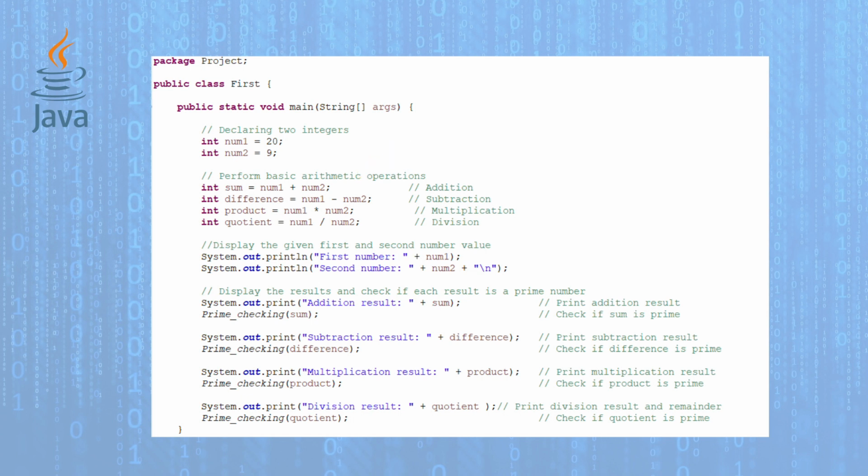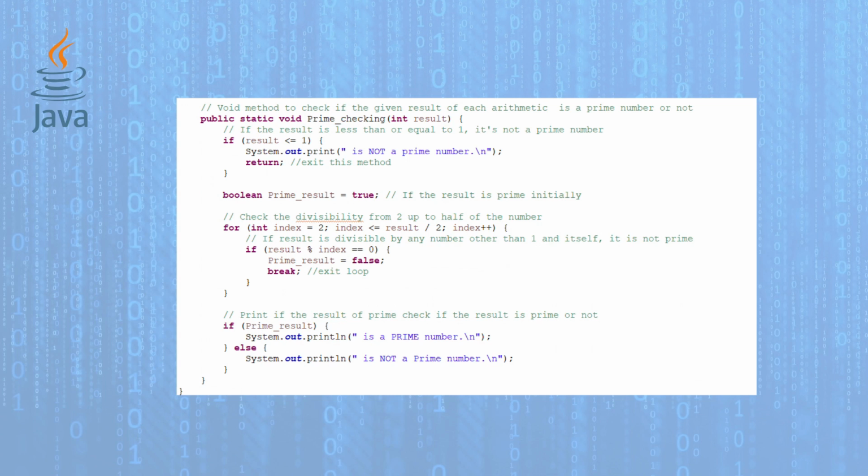Next, I display the original values of the two numbers using System.out.println. After that, for each operation, I print the result followed by a call to a method named primeChecking. This method checks whether the result is a prime number, which is an example of a selection statement being used, likely an if condition inside that method.